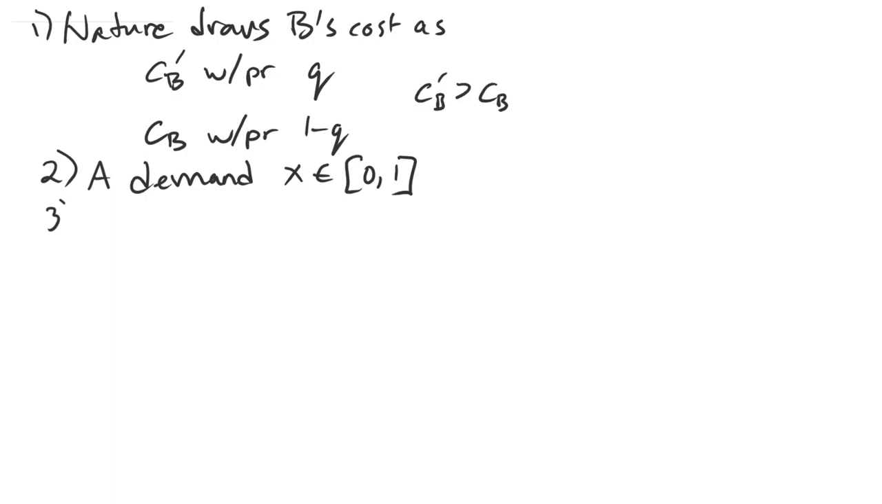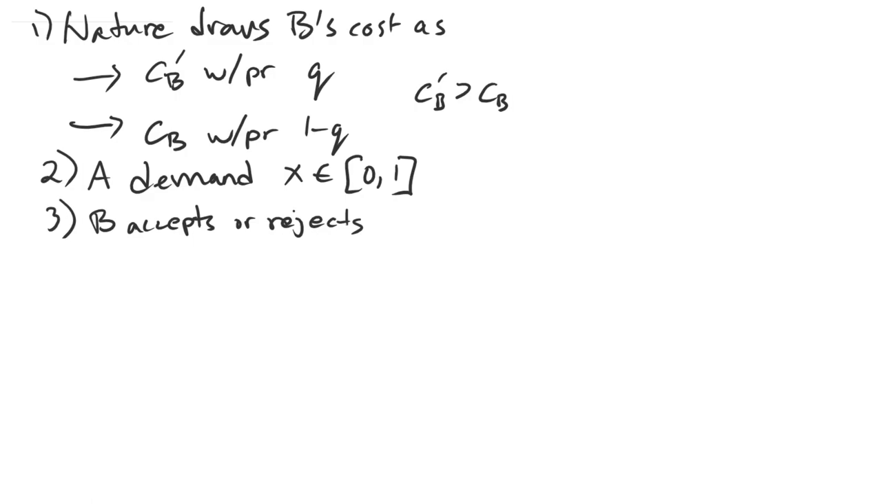Now, finally, the last step is that B accepts or rejects. And our war payoffs are going to be just as they are before, with the slight wrinkle that B's cost for war is based off of what was drawn earlier. So if B has high costs, it's going to pay CB prime. If it has low costs, it's going to pay just CB. So that's the setup of the game.